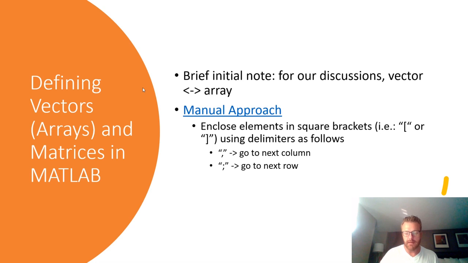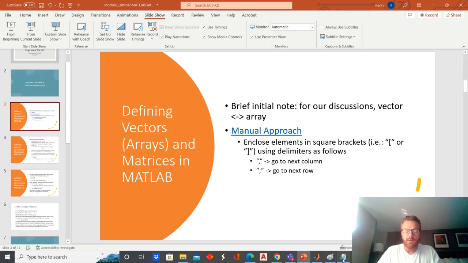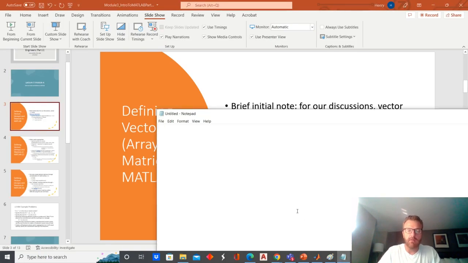If you use a comma, that will stay in the same row and go to the next column. Versus if you use a semicolon, you're telling MATLAB to go to a new row. So let me show you what I mean by that. I define a variable a, which is a valid identifier: it starts with a letter and contains only letters, numbers, and underscores. I assign it to opening square brackets, which tells MATLAB to expect a collection of values in the form of a matrix.